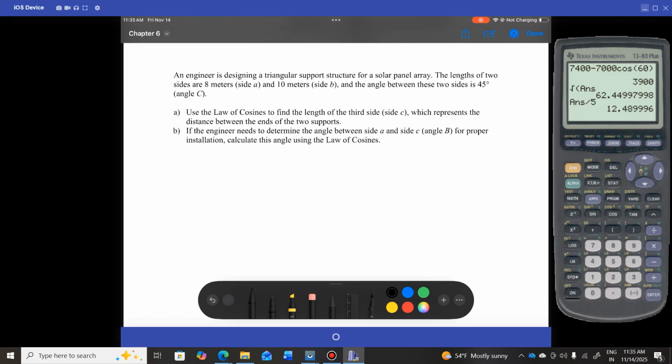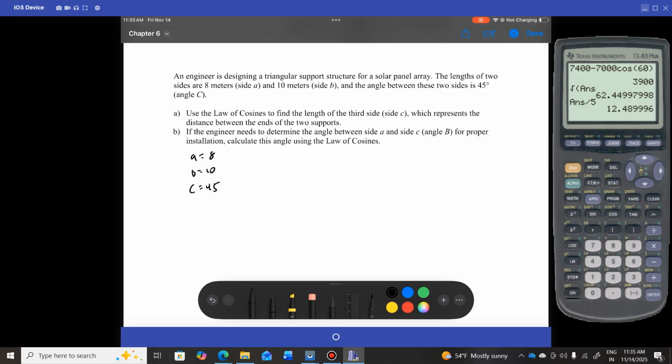Next one, an engineer is designing a triangle support structure for a solar panel array. The lengths of the two sides are 8 meters and 10 meters. So A is 8, B is 10. The angle between these two sides is 45, so C is 45. So we're going to use law of cosines to find side C. So C squared is 8 squared plus 10 squared minus 2 times 8 times 10 times cosine of 45.